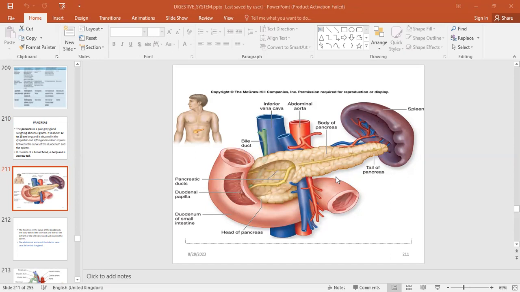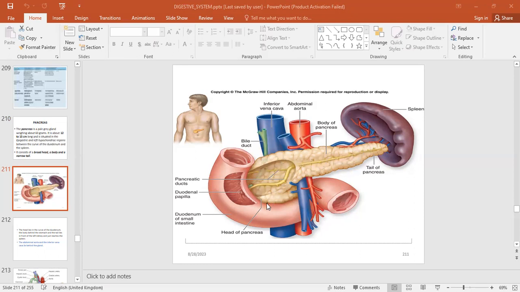So that being said, let's look at parts of the pancreas. The pancreas has a head, which is this part. The widest part is the head. Then this is the body, the midsection. This is the body of the pancreas. Then further there is the tail of the pancreas.